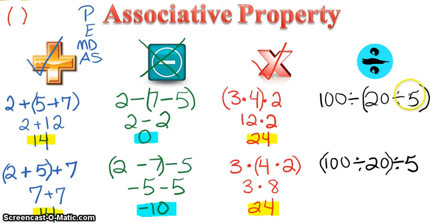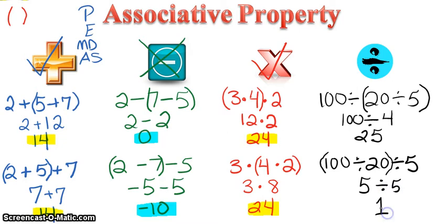Start in the parentheses first. 20 divided by 5 is 4. 100 divided by 4 is 25. Okay, let's check the next one. 100 divided by 20 is 5. 5 divided by 5? 1. Did we get the same result this time when we moved the parentheses? No, we didn't. So we got 25 once and 1 the second time.